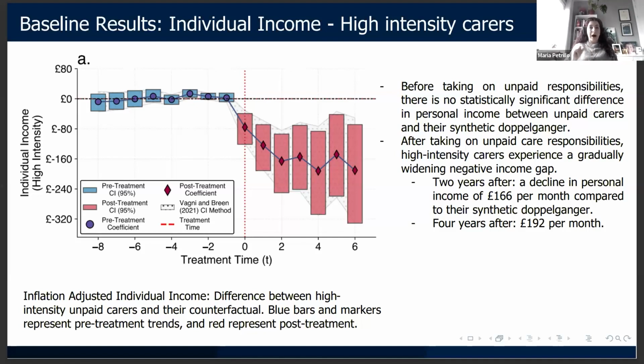You can appreciate now how much the situation changed after year 0. In fact, taking on unpaid care responsibility significantly affects income trajectories. High-intensity carers experience a widening negative income gap after taking on unpaid care responsibility. And this leads to a decline in income of £166 in year 2, up to £192 in year 4.